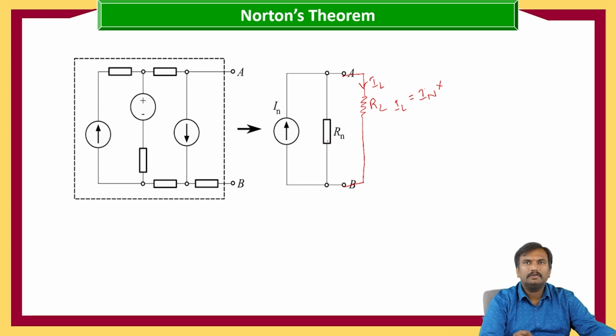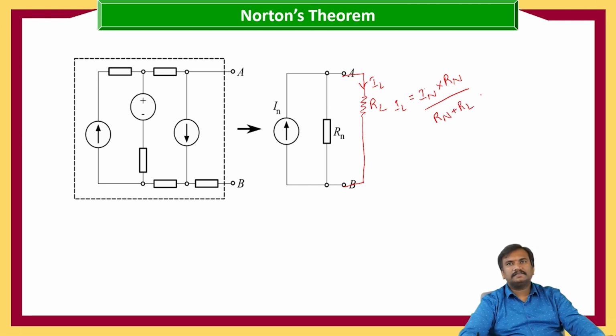Here we are going to use the current division rule. That is, whenever we want to calculate the current flowing through parallel branch elements, the current which is entering is multiplied with the opposite resistance divided by the sum of the two resistances connected in parallel. This is the current division rule. So with this current division rule, we are going to calculate the load current in the load resistance.